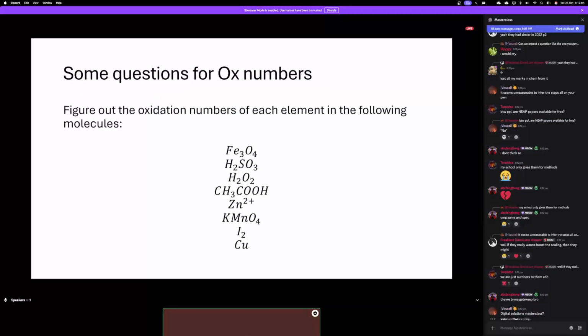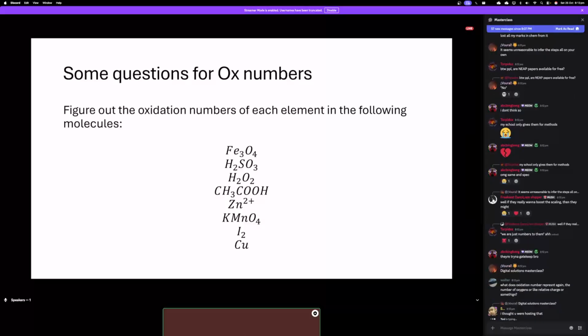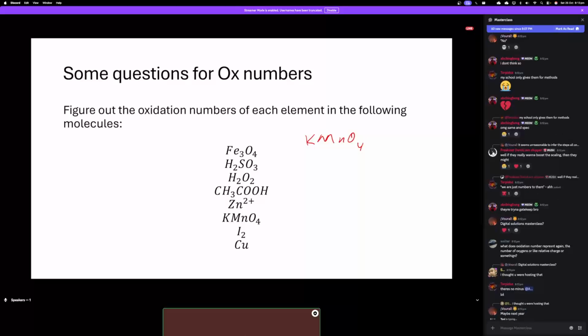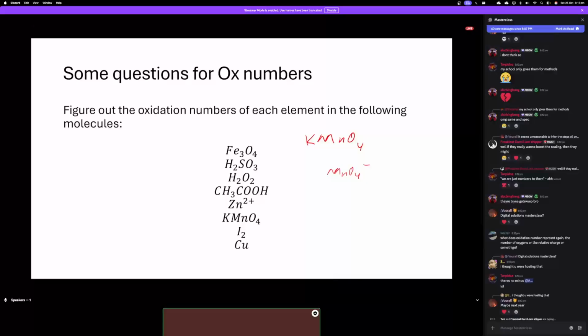These are some questions about oxidation numbers. You can have a go at this. I'm not going to do all of them. Someone wants to see my working for it, so I will. Let's just take KMnO4. Sorry, my bad. The reason I had that in my mind is because of MnO4 minus. I know oxygen is -2.